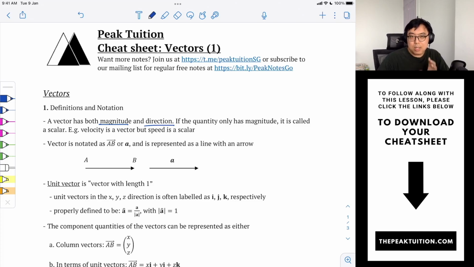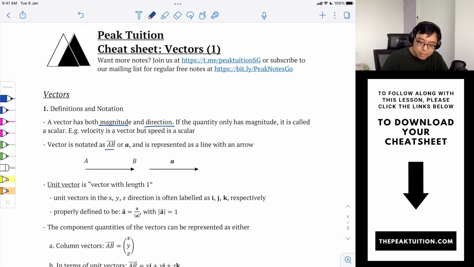Because there is a direction involved, we know that a vector must exist in some kind of space. It can be either 2D or 3D space, and it's pointing somewhere within this space. Vectors in general are a very geometrical topic, so you visualize where it goes, etc. A vector is notated as an arrow AB, or a bolded letter, and is represented as a line with an arrow.